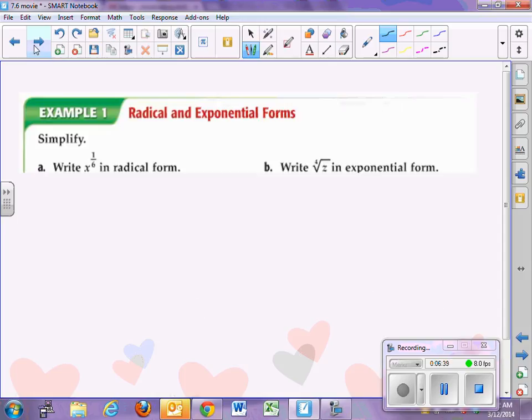All right, let's do a ton of examples. They ask us to simply start slow by writing x to the 1/6 in radical form. They're just saying, using a radical, how do I write that? I put a small 6 in here to show the 6th root of x. Going the other direction, part B, they want you to write the 4th root of z in exponential form. So that's z to the 1/4 power.